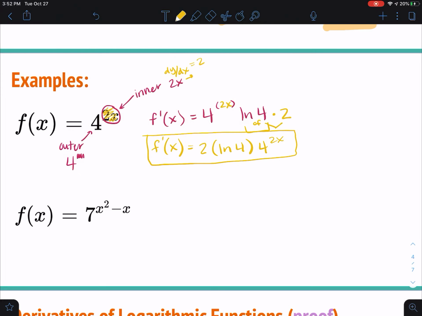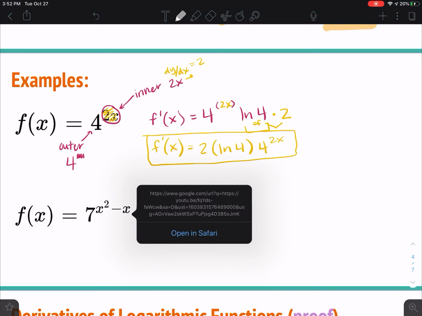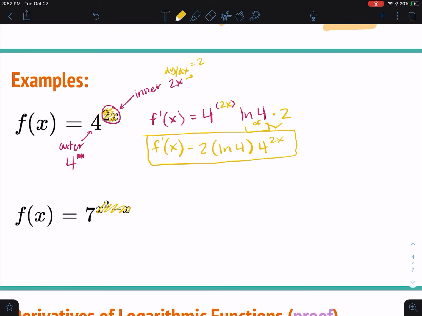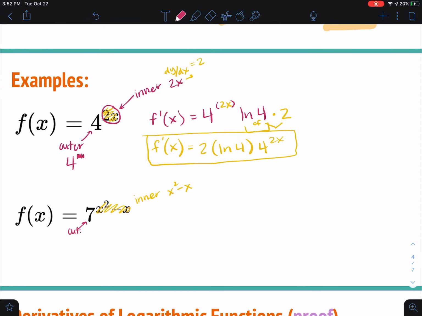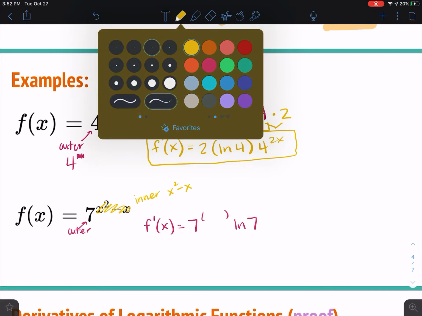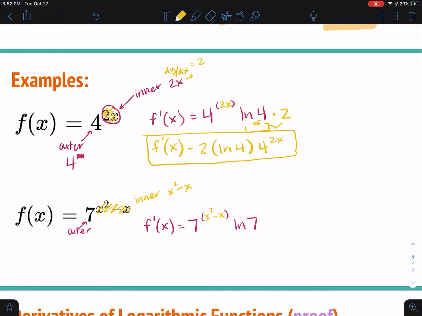Okay. Again, I'm going to cross this out and say that my inner function is going to be x squared minus x. So we're going to ignore that for right now. My outer function is 7 to the squiggle line, whatever that is. So when I find my derivative, 7 to the something is going to be 7 to the something times ln of 7. We know that. And my something up in the top is going to stay as x squared minus x. So we're still doing that outside derivative the exact same way.